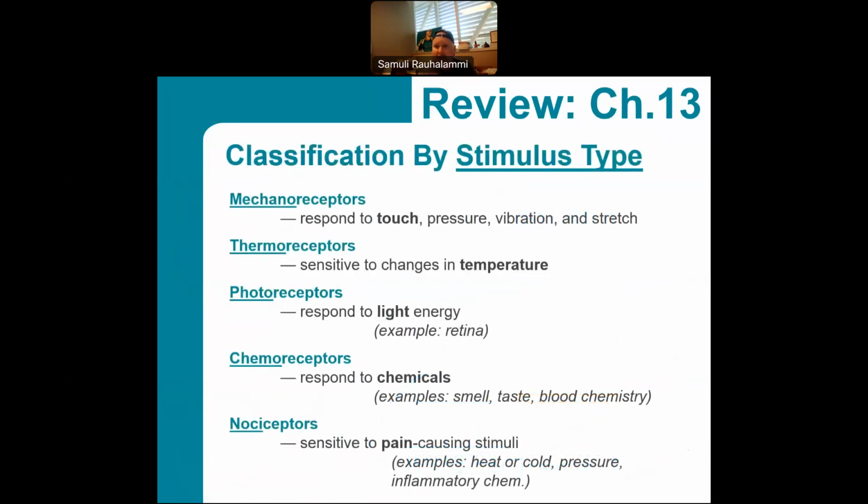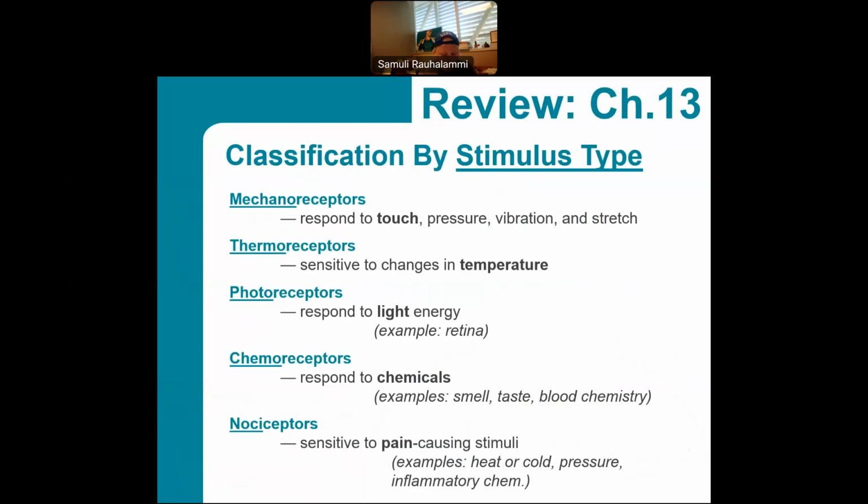We can classify receptors in many different ways, and one way to classify them is based on the type of stimulus, which gives us 5 different receptor types. Mechanoreceptors deal with things like touch and other forms of that, pressure, vibration, stretch. Thermoreceptors are detecting temperature.